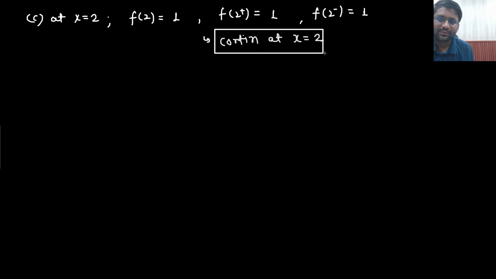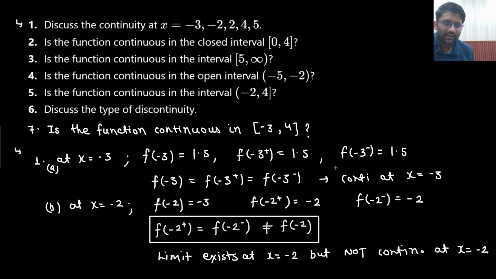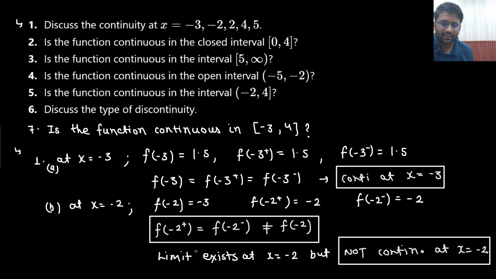So let's keep them in a box. Continuous at x equals 2. Continuous at x equals minus 3. So here I am writing down not continuous at x equals minus 2, but limit exists at x equals minus 2. Okay, limit is existing but not continuous.